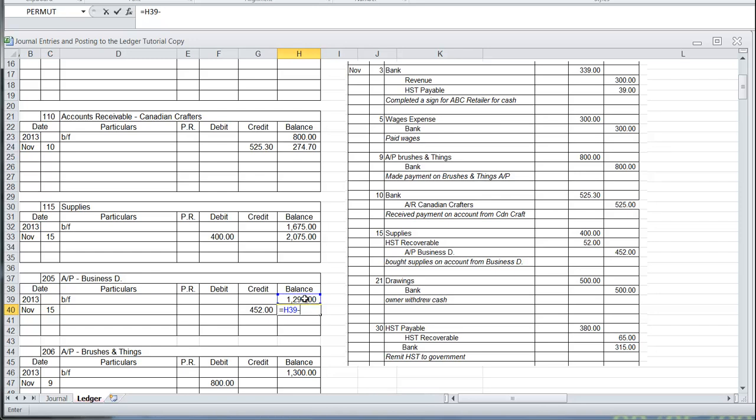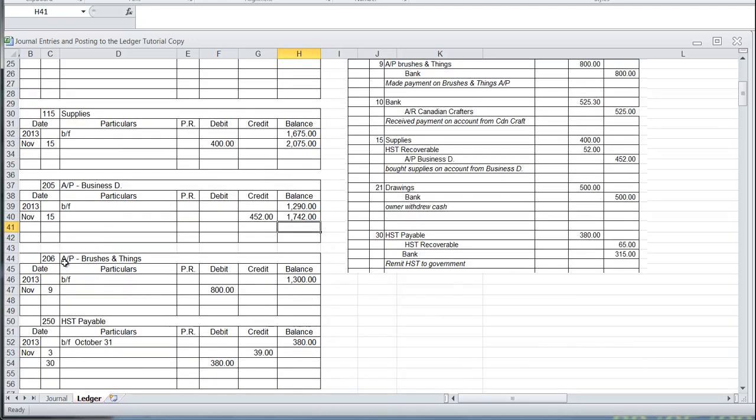minus, oh, this is accounts payable, plus the 452. We owed this accounts payable $12.90, and then we bought $452 more worth of stuff, so that's why it's up to $17.42. Another accounts payable, so we would go equals this one here, and then this one we're paying off. So, because this is an accounts payable, debits reduce it, so we would go minus the 800.